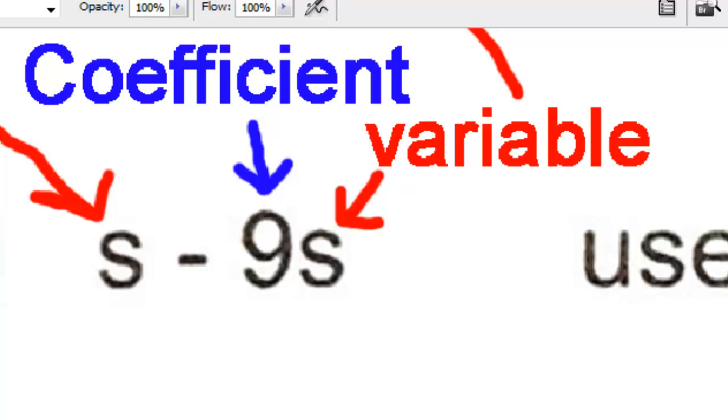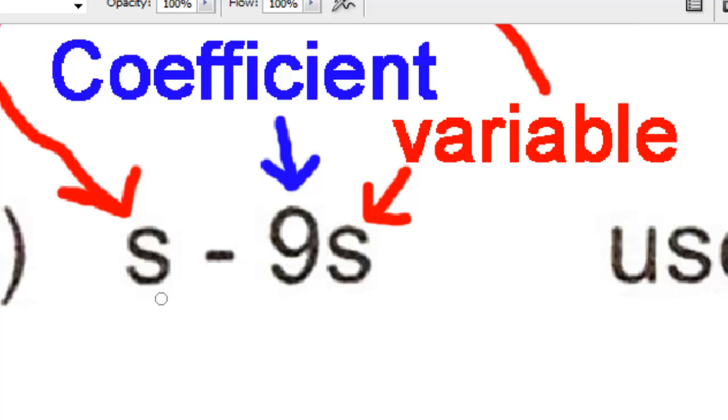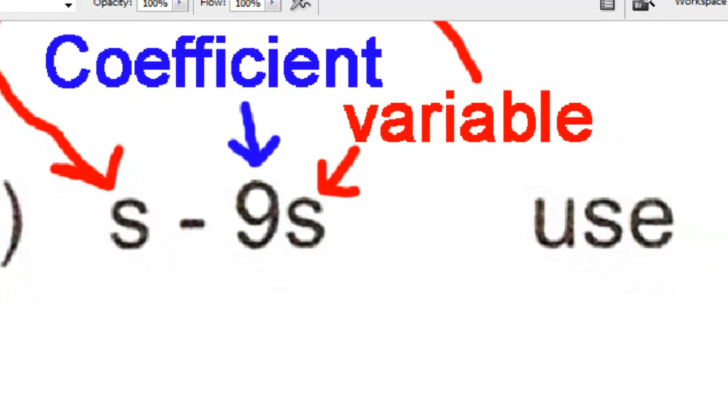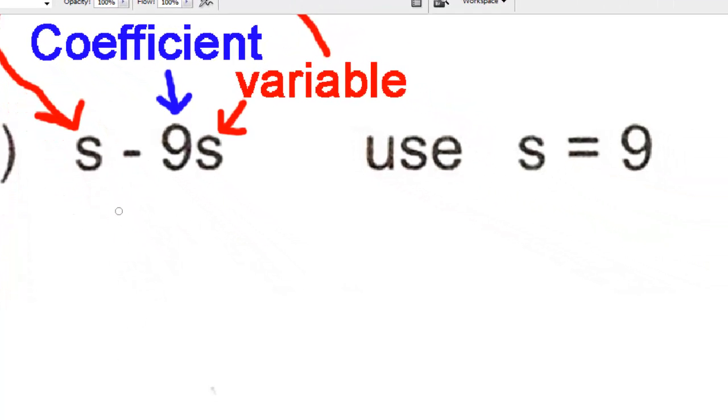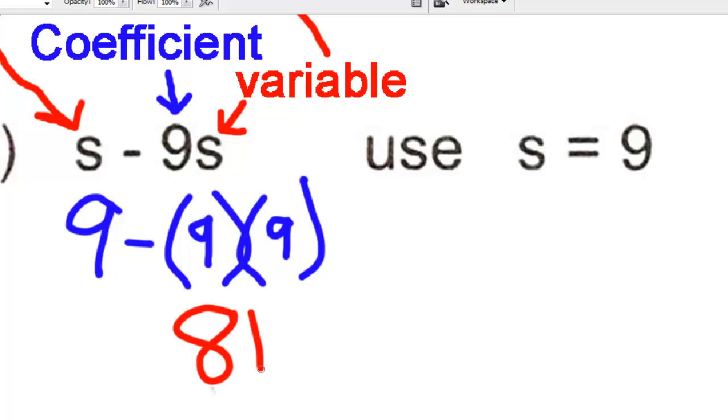So what we're going to do is simply substitute. I'm going to rewrite this. Instead of s, I'm going to take this 9 and plug it in. So I'm going to write 9 minus 9 again, times what was s, now again 9. So it's going to be 9 minus 9 times 9. And I know that 9 times 9 is 81. So what is 9 minus 81?